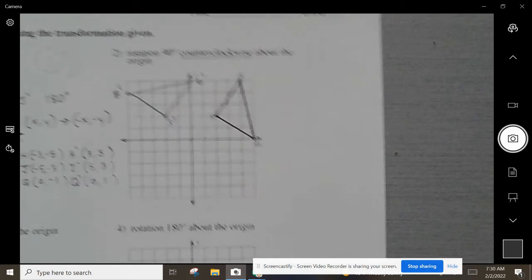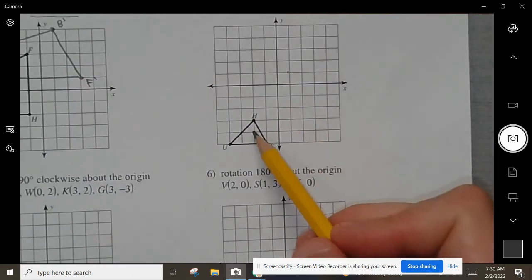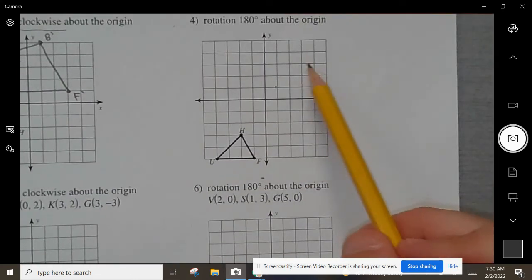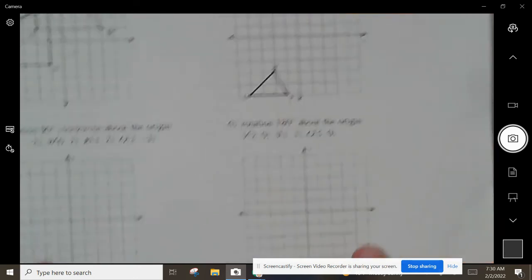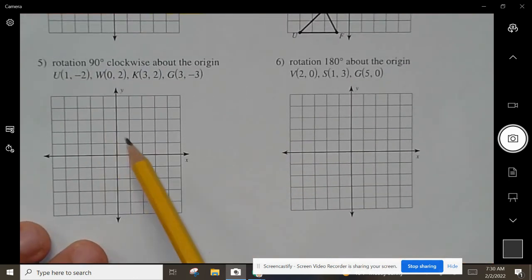You guys do number 4 on your own. Remember, 180 rotation, it's going to end up over here, like on the opposite side. As we turn it, it's going to go this way. You can go either way. Then go ahead and plot these points for me and do this one, okay?